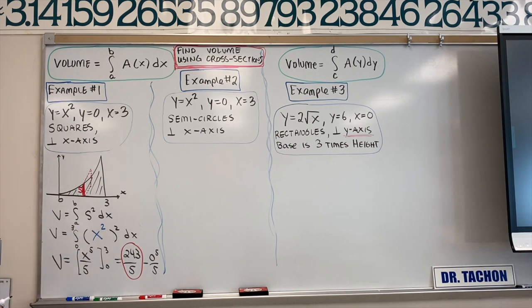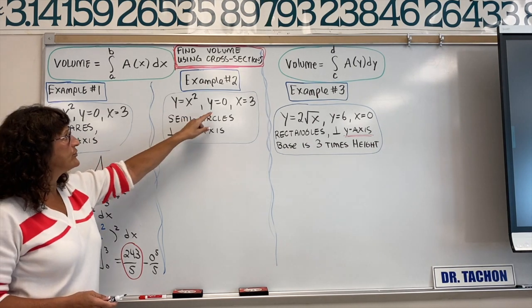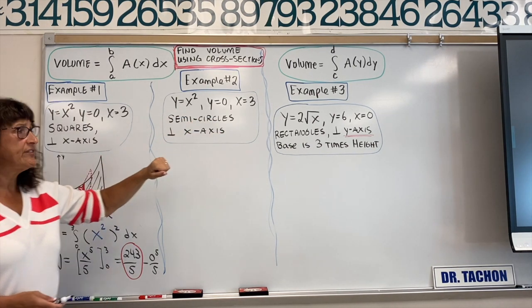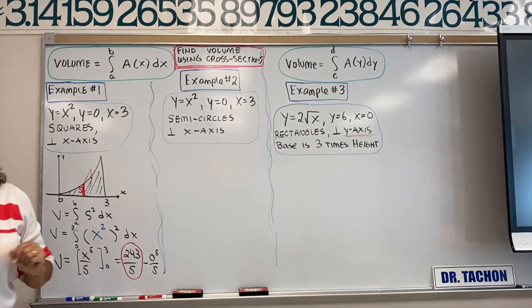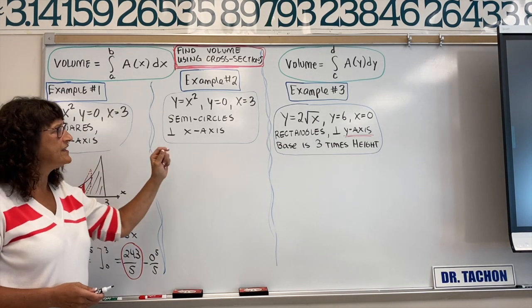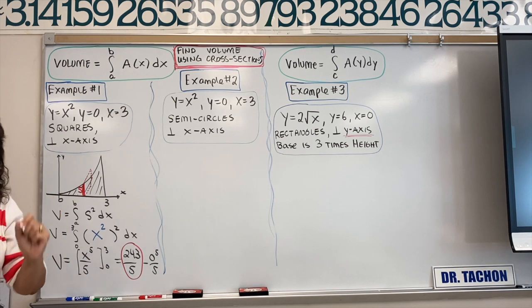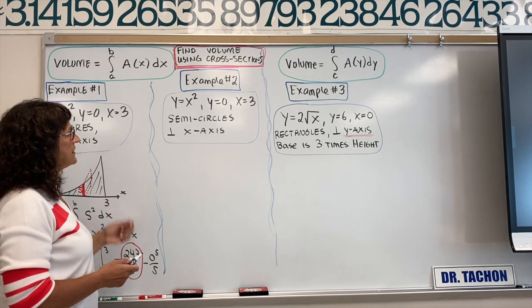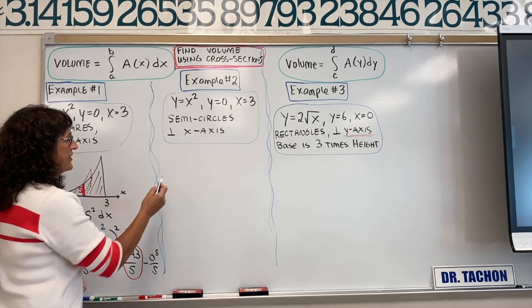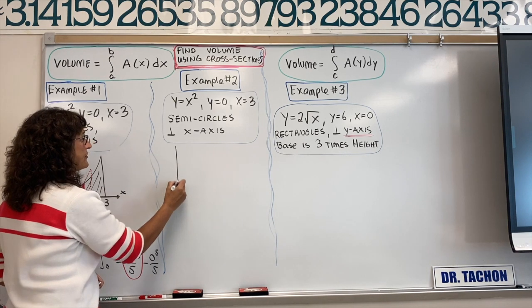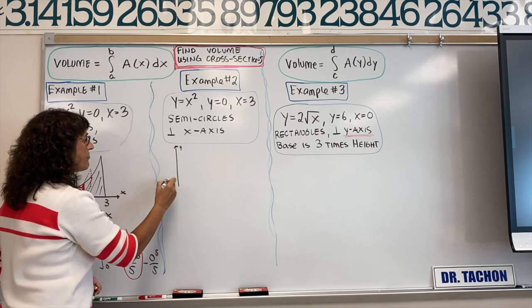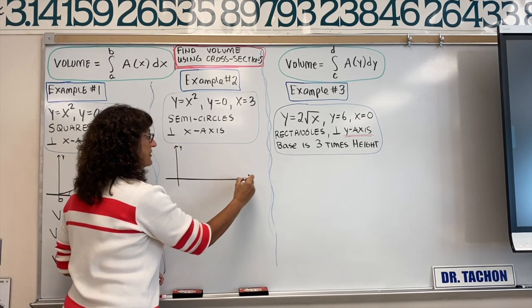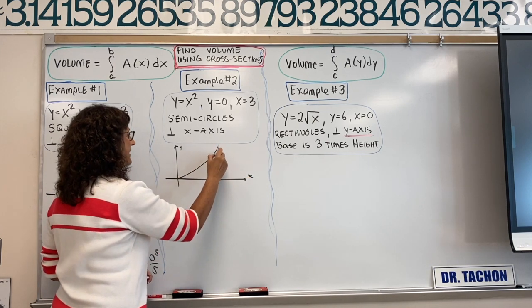Let's look at example number 2. Example number 2: y equals x squared, y equals 0, and x equals 3. We've got the same base, but let's take a look at what happens when we use semicircles instead of squares. So here's my y-axis, here's my x-axis. I'm going to sketch the diagram. So here's my diagram.